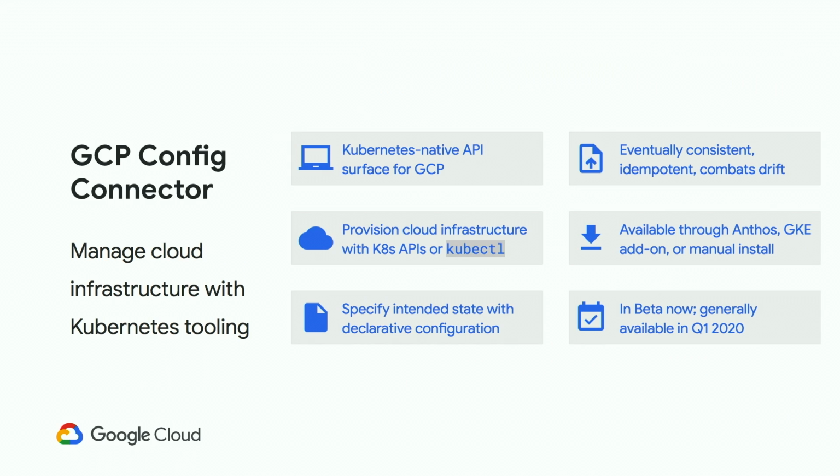So Config Connector, like I said, is Kubernetes native. The actual configuration is the KRM you come to expect from Kubernetes. You can use the Kubernetes APIs or kubectl to manipulate it. It allows you to declare your intended state with declarative configuration, so you avoid a lot of the issues that come from imperative workflows. It is eventually consistent, so you can apply your configuration in any order you want, and it will eventually reach the state you intend. That also means it'll be quicker and more performant.